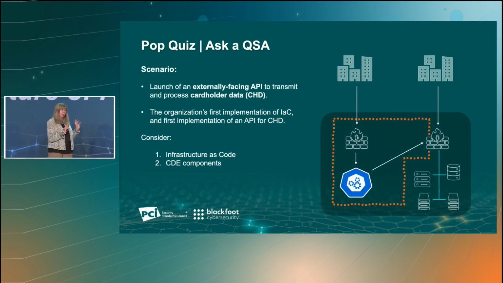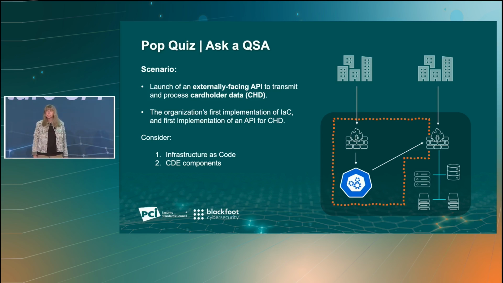So, surprise, Peter, we have a little pop quiz here. We take advantage of our resident QSA. So we have an organization that's launching a new API. They're going to use this to transmit and process cardholder data. And this is their first time implementing infrastructure as code. And it's also their first time they've implemented an API for cardholder data processing.